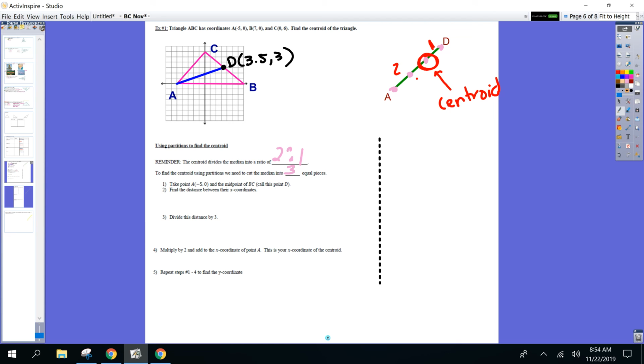Here's how we're going to do it. We're going to first go to the x-axis. How many units on the x-axis am I traveling from A to D? I'm traveling 8.5 total units. We all in agreement there? Can we find that? From A to D on the x-axis, I count 8.5 units.